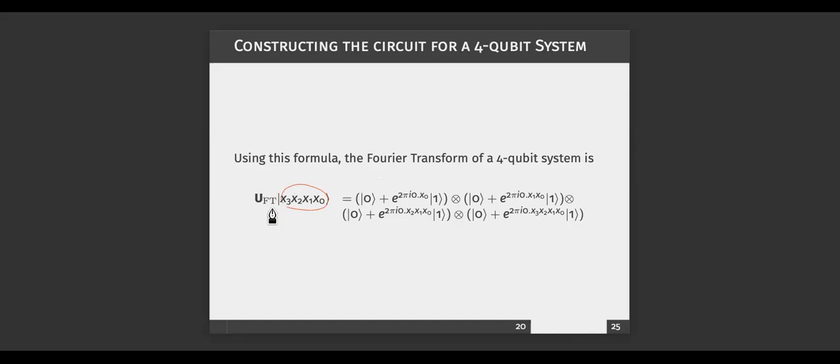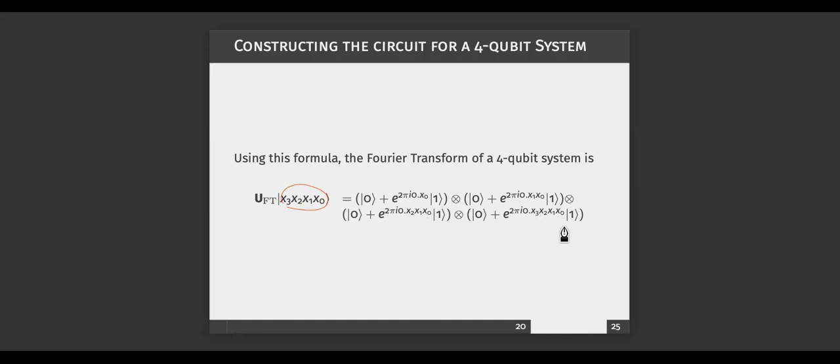Okay, and then what happens is that if you apply the Fourier transform to this, it will give you a series of tensor products. The pattern is like this. You begin with x0 here, and after that you have x1, x0, and then x0, x1, x2, and then x3, x2, x1, x0. Okay, so that's the pattern. That's the 4-qubit system.